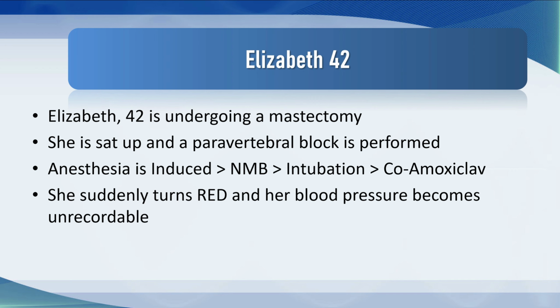Elizabeth is 42 and she's undergoing a mastectomy. She's sat up and a paravertebral block is performed. Anesthesia is induced. She gets neuromuscular blockade. She's intubated. Then she's given co-amoxiclav for prophylaxis against surgical site infection. She suddenly turns red and her blood pressure becomes unrecordable.